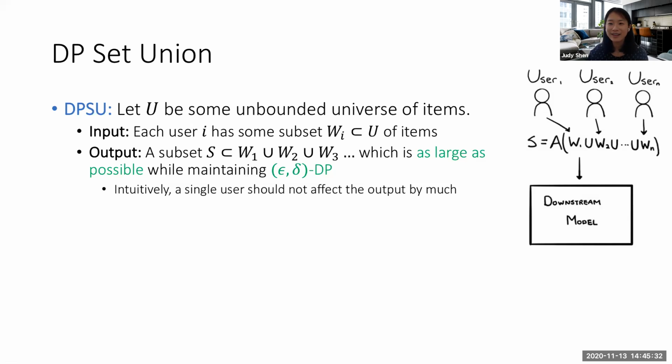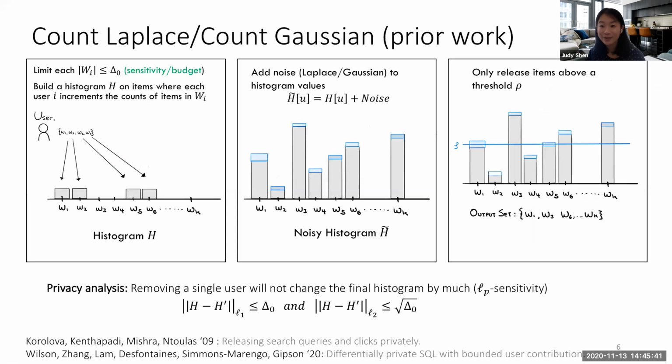And so you might think, excellent, I can apply my trusty histogram technique to this problem. And that's indeed where we're going to start. First, we can think about building a count-based histogram. When each user comes along, they have several items in their set and they just contribute a count to each of the items that they have. We add some noise, and then we release items that are above a threshold. And just to recap, the privacy analysis here is just to make sure that a single user doesn't change the final histogram by much, whatever definition of sensitivity we're using.